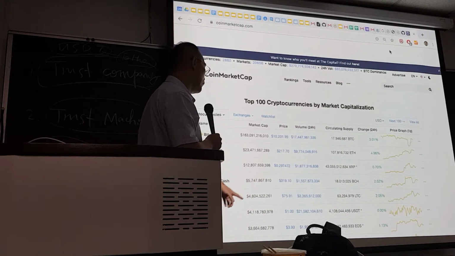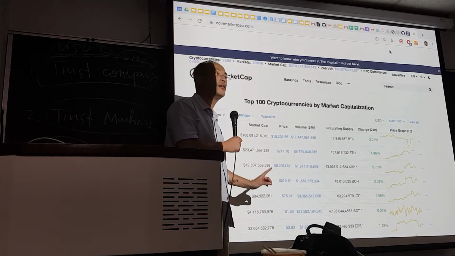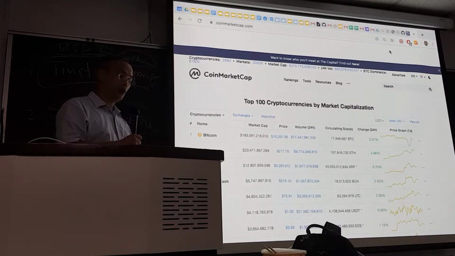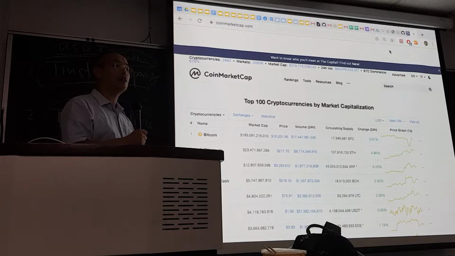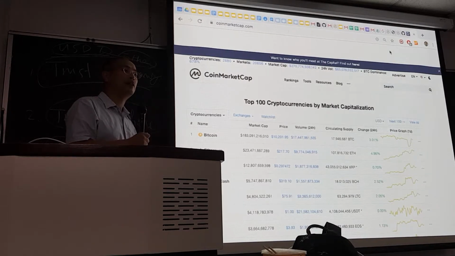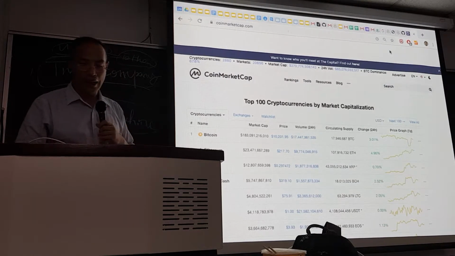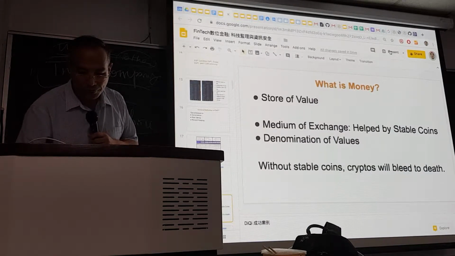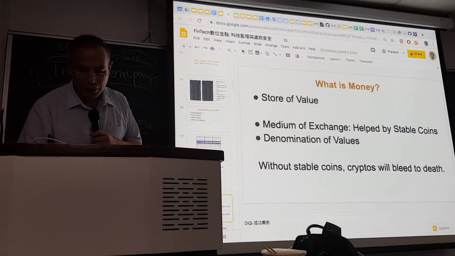So it's roughly $1 per Tether. Okay, Tether last year really saved the whole party single-handedly. So Tether, because of this stable coin, a lot of currency is still alive. Okay. So okay. Let me quickly explain.